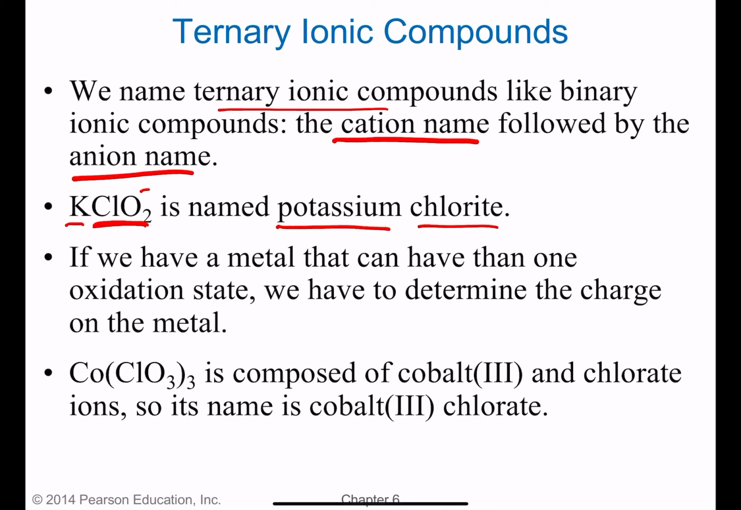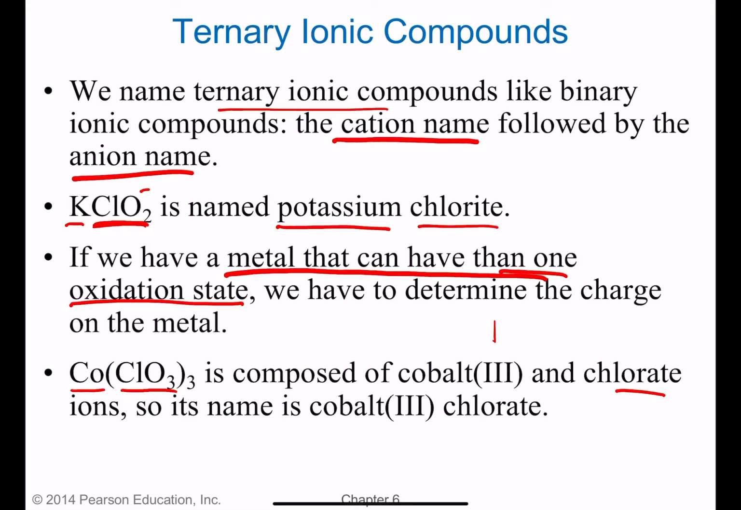And then if the metal can have more than one charge, so when they say more than one oxidation state, that's the same thing as saying more than one charge. We're still going to use the Roman numerals. So here's Co, which is cobalt, and then ClO3, which is chlorate. Now, cobalt is a transition metal, and it's not one of those special ones that we said is always the same charge all the time.